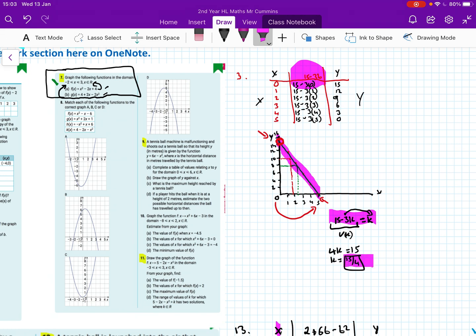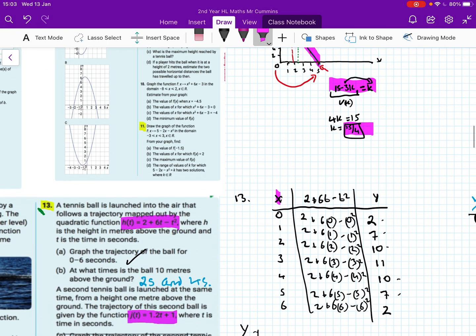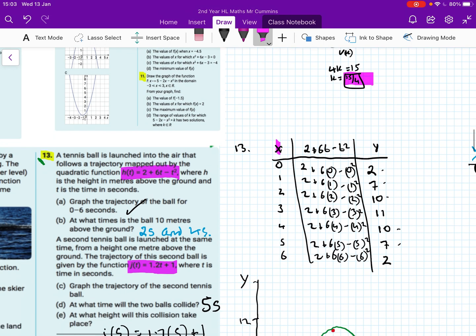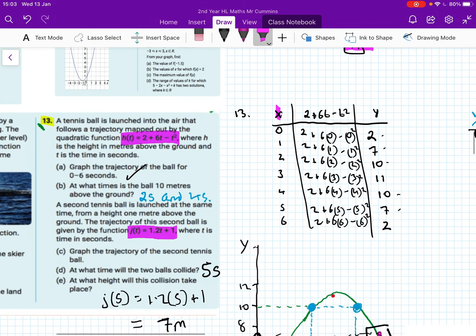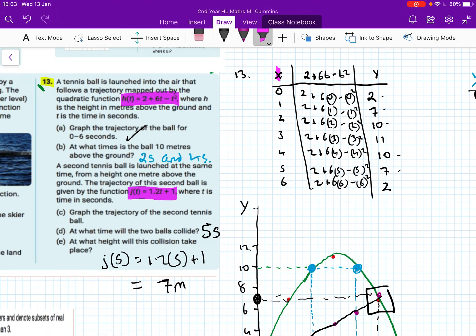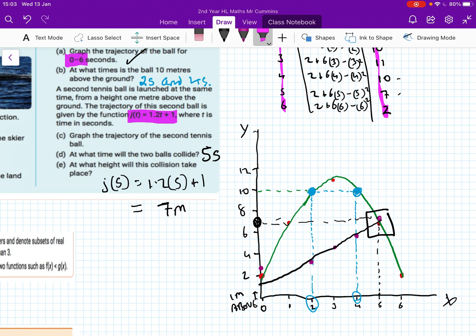We then jumped and looked at question number 13. Question 13 is down here because it's quite a difficult question. It's all about a tennis ball being launched into the air. You had this function here, and I made this table from that using the domain. It says graph 0 to 6, so I graphed 0 to 6. I got my x, got my y, and I drew the graph of the tennis ball.